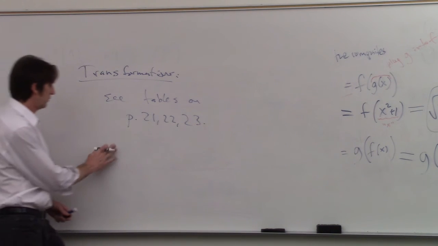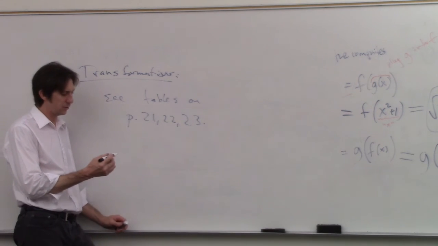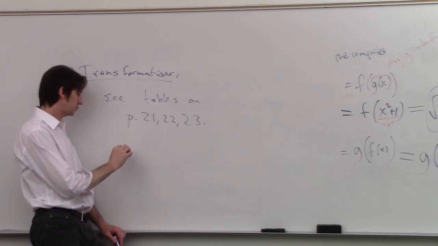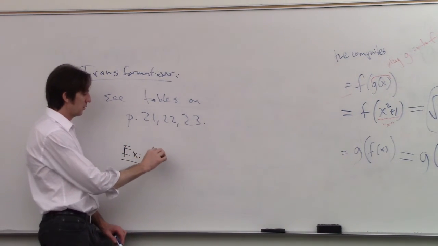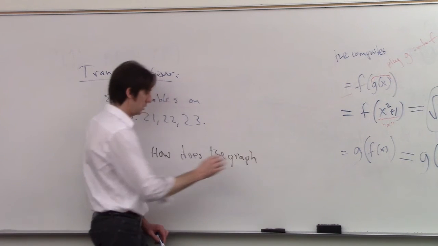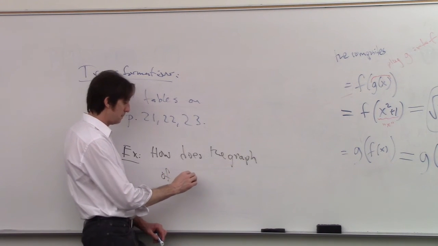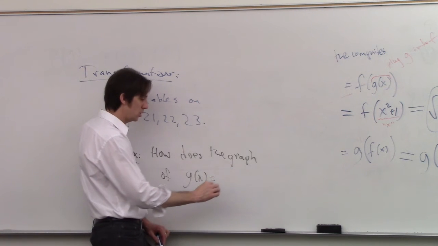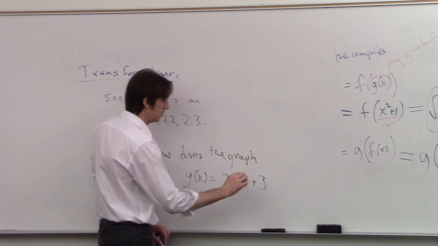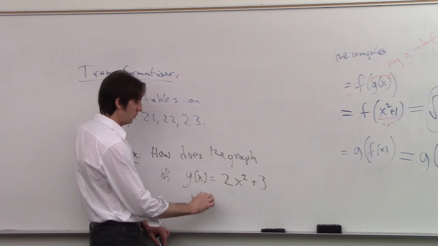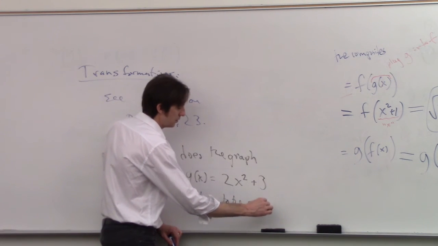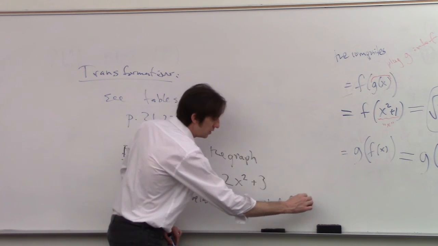So here's a hopefully quick example. The question is this: how does the graph of g of x equal to 2x squared plus 3 relate to the graph of f of x equals x squared?